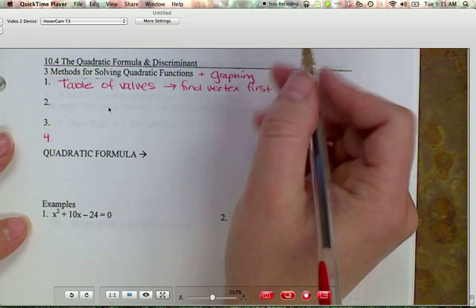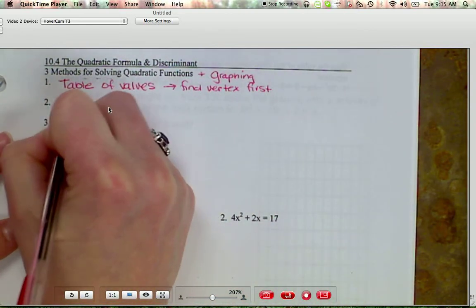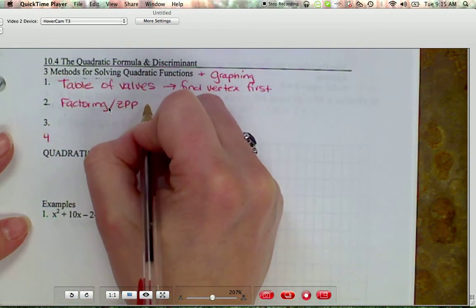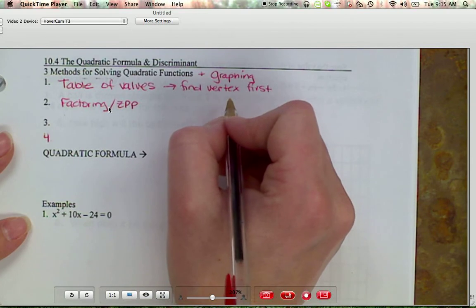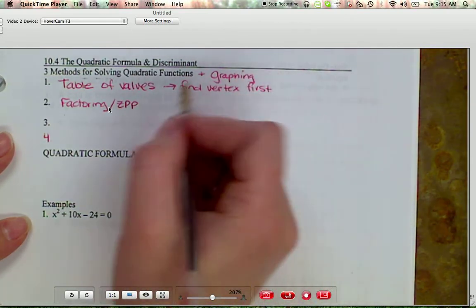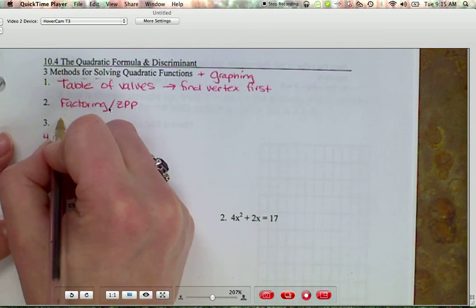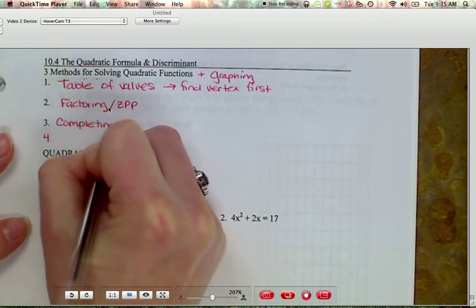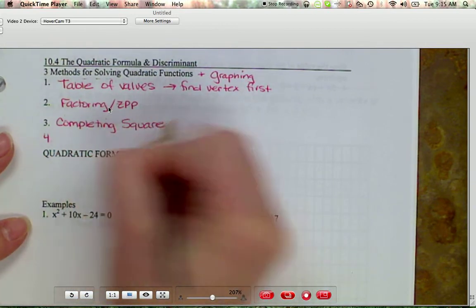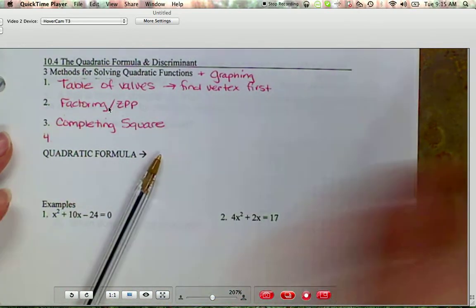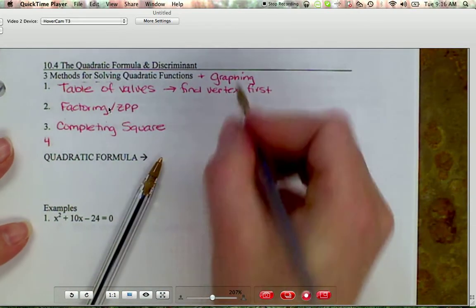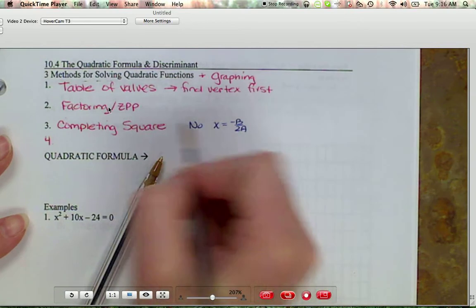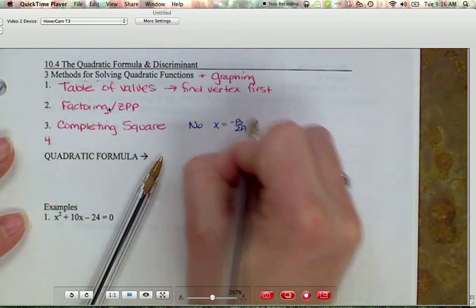Once we graphed with the table of values, the second thing we used was factoring or zero product property to find the roots, and then we did the vertex formula to find the vertex. Then the previous lesson we just learned was completing the square. And the great thing about completing the square was that you could pull the vertex out. So you did not have to do negative b over 2a. You could just pull the vertex out of the equation. Yay!